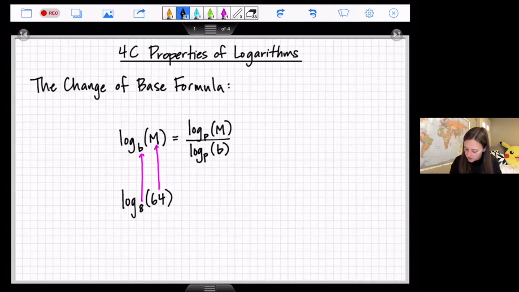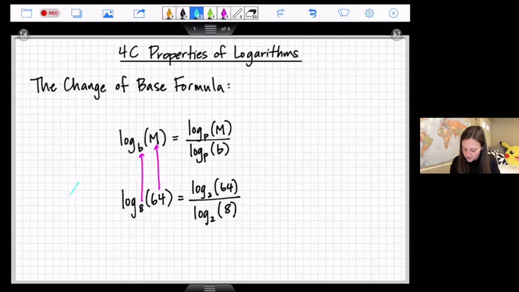All right, so let's just plug in. I'm picking p equals 2. So this is going to say log base 2 of m, and in my example, m is equal to 64, over log base 2 of b, which in my example is 8. So I'm just going to make sure that this works. I'm going to do a little bit of triangle of power to evaluate all these logarithms.